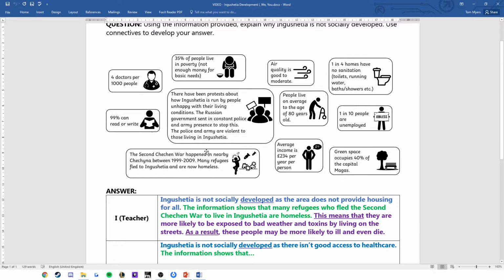So this comes from this section here. And then in purple you used some connectives like this means that, and as a result, to explain, well, why is that meaning that people's needs aren't going to be met? So this means that they are more likely to be exposed to bad weather and toxins by living on the streets. As a result, these people may be more likely to be ill and even die.